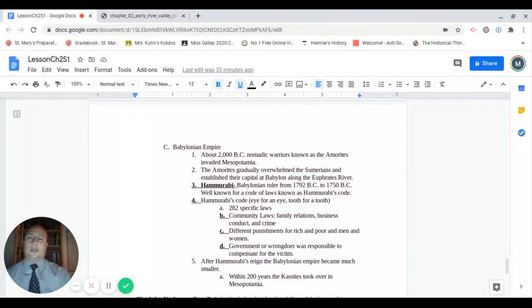Okay, the Babylonian Empire came into play around 2000 BC. They were basically warriors called the Amorites, and they invaded Mesopotamia, defeating the Akkadians, which were at that time called the Sumerians. So the Amorites eventually overthrew the Sumerians and Akkadians and established their capital city at Babylon. Babylon's a very famous city. I'm sure you've heard of it. It's in the Bible. It's also in many history books, and it's along the Euphrates River.